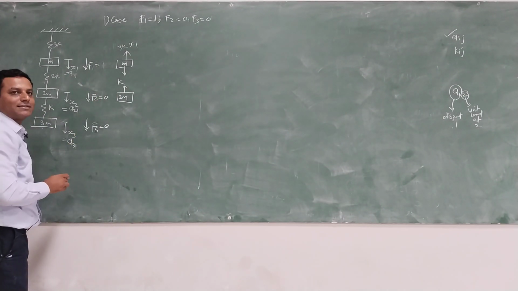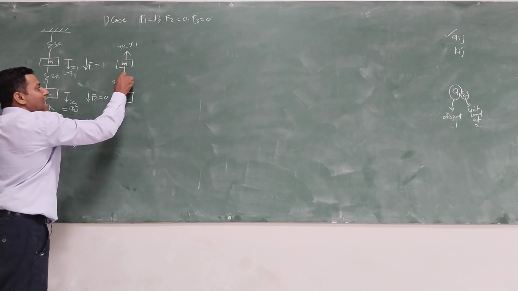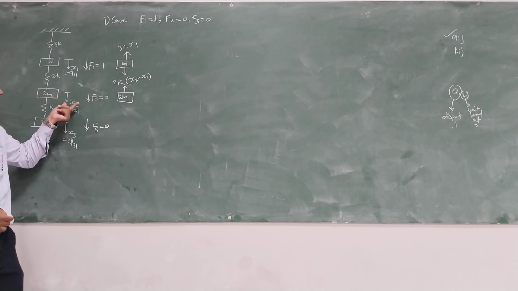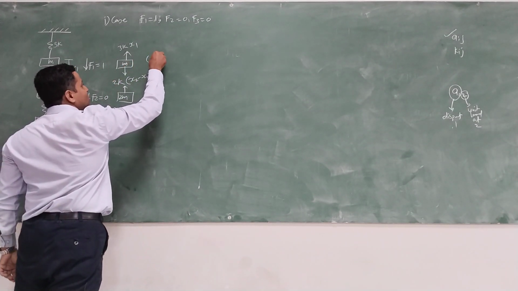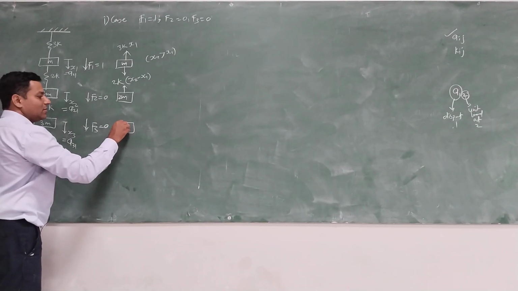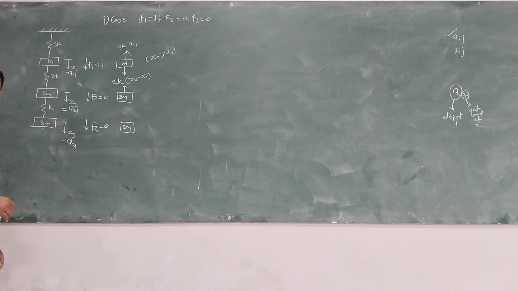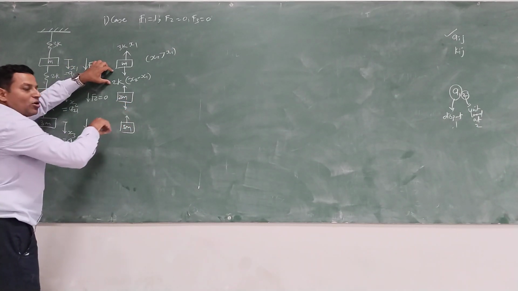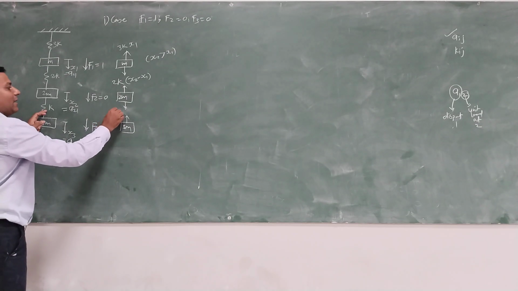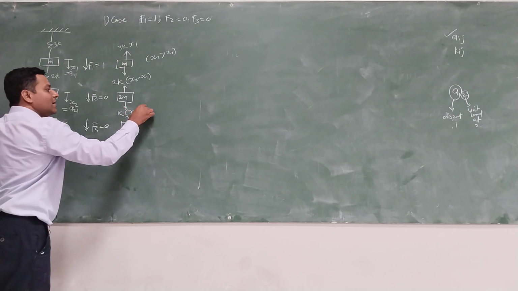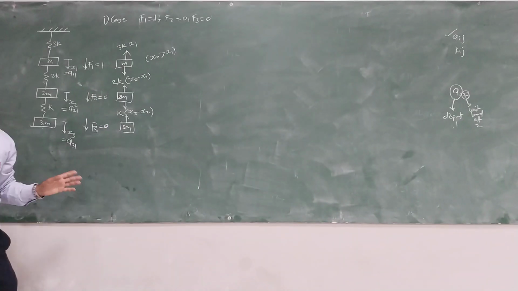And what will be the spring force? K into X, but K is 2K and X is x2 minus x1, the difference between the two, because both ends have displacements, and as we have considered x2 greater than x1. Now for the third mass, 3m, similarly, x3 greater than x2. We'll use the same inward forces because of the elongation, and the spring force will be K into X, where K is K and X is x3 minus x2. This is the FBD.